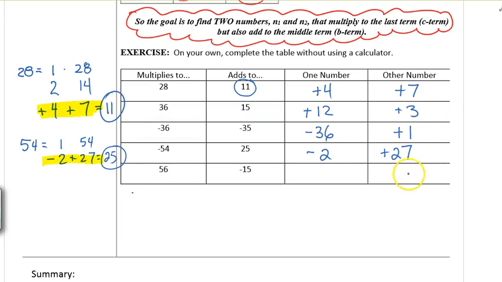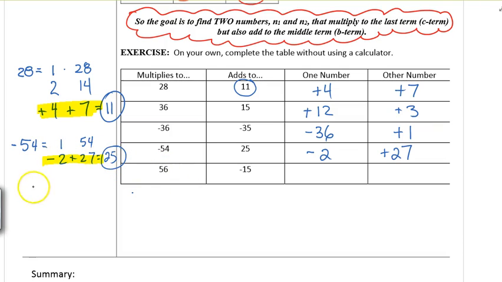Okay, I thought I'd do the last one with you. Check your answers here. I thought maybe 54 was going to cause some grief, so I did my little chart on the side, and it's going to be negative 54. In order for two numbers to multiply to a negative, one has to be negative and one has to be positive. And so I stopped once I got to a potential combination here.